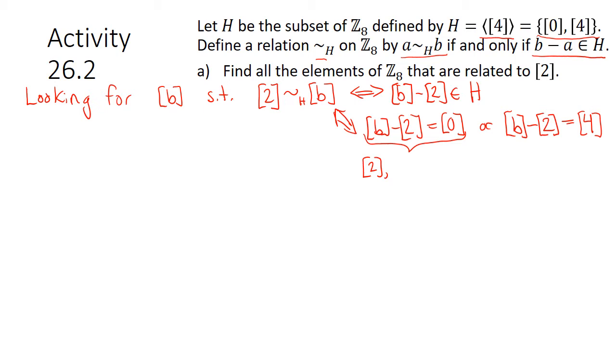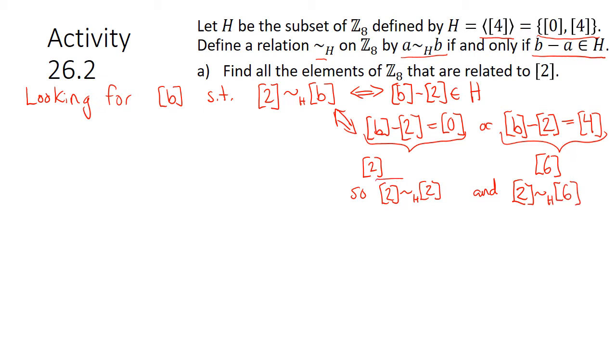Let's see, there would be other things like 10, for example, but I'm going to just stick with the numbers from 0 to 7. So I think that's going to be the only one. Okay, so just 2. And then for this one over here, that would be 6, and I believe that is also going to be the only one. So we get that 2 is related to itself under this tilde h relation, and 2 is related to 6 under this tilde h relation. So that's part A.